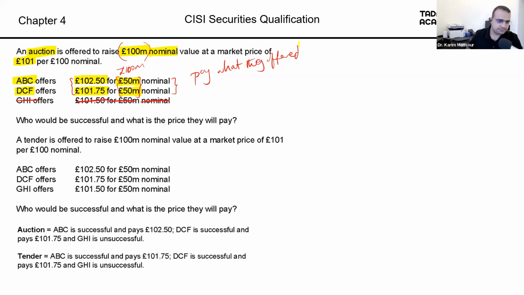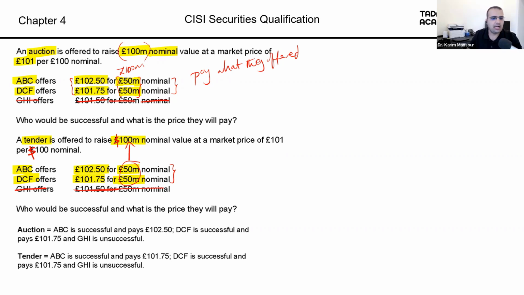Now, in a tender style, which is a style that the US uses, I'm just going to put this in dollars, to remind you that this is dollars. Again, we want to raise 100 million of nominal value. We've got the following offers. ABC offered 102.5 for 50 million nominal, same thing. DCF, 101.75 for 50 million nominal. Again, we apologize to GHI because the first two were able to raise what we wanted, so we no longer need the offer from GHI.